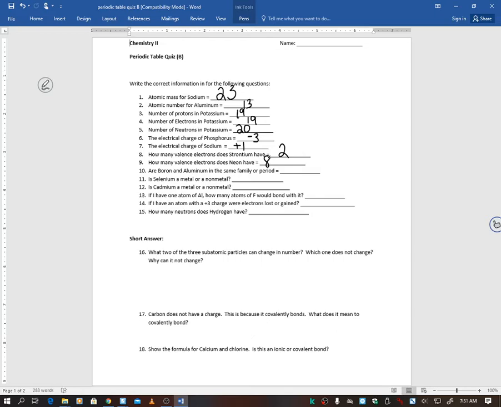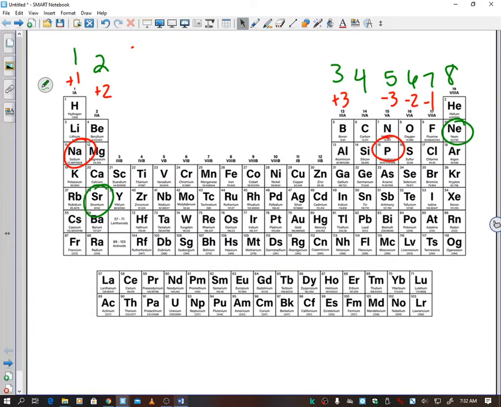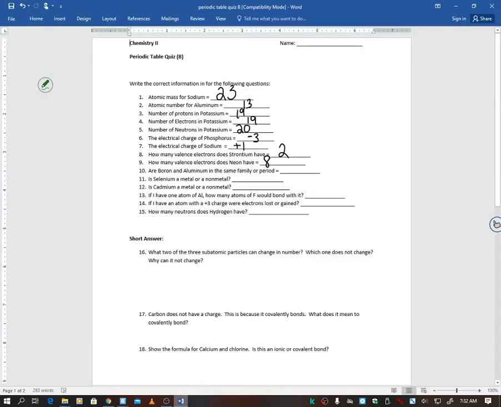Number 10, are boron and aluminum in the same family or the same period? Now remember, sometimes family, you'll also hear it called group. So I'm looking for boron and aluminum. So here's boron, here's aluminum. They are up and down, that is the same family. Now remember, they have a +3 charge, they have 3 valence electrons. They are very similar. That's how I remember that families are up and down, because even if you think you are completely different from your family, genetically you guys are similar, right? So these guys are similar, they are in families, if it's going up and down. So this is going to be family.